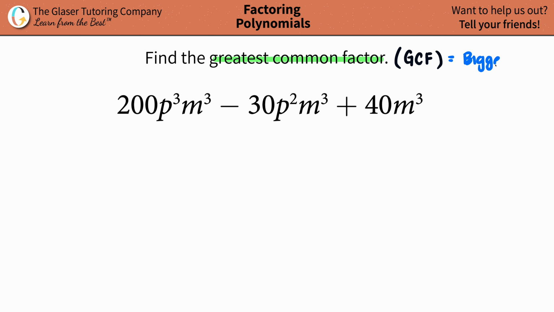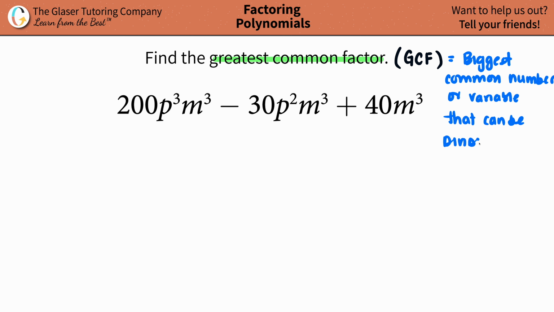So we're looking for the biggest common number or variable, because now we're discussing numbers and letters. So it's the biggest common number or variable that can be divided by all the terms. So we're looking for numbers, we're looking for variables, aka letters, and it's all going to be divided. That's the definition, right?